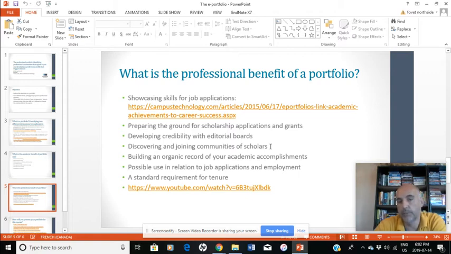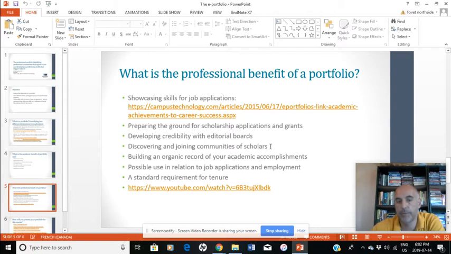Build an organic record of your academic accomplishments. Obviously, that is something that is always useful, because you go through a master's, someone may look at your transcript and see that you've done these different courses, but it's always very useful, whether it's a job application or another degree or a scholarship application, to be able to demonstrate and have a narrative and tell a story, which is sometimes more interesting than just a transcript or a series of marks.